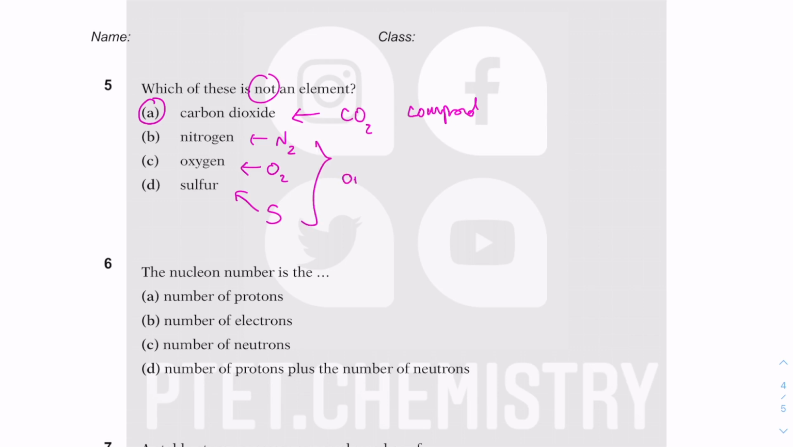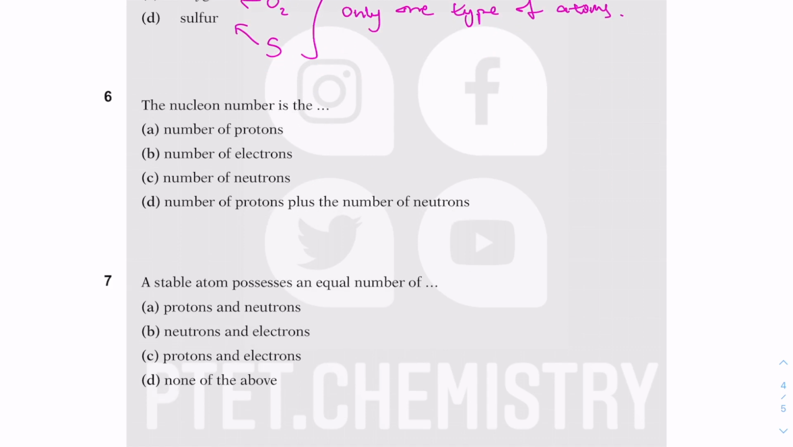So only one kind of atom. There is no other kind of atom, even though there is more than one atom, they are of the same kind, both nitrogen, both oxygen. So only carbon dioxide is a compound there. Nucleon number is the sum of the number of protons and the number of neutrons, so very straightforward.